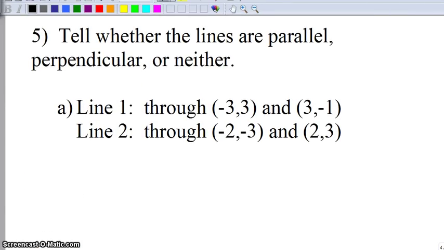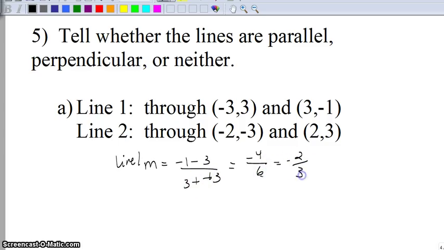So here's line 1 and line 2. How do we know whether they are parallel, perpendicular, or neither one? Let's use their slopes to determine, because I know if their slopes were the same, then they would be parallel. So line 1 has a slope of negative 2/3.